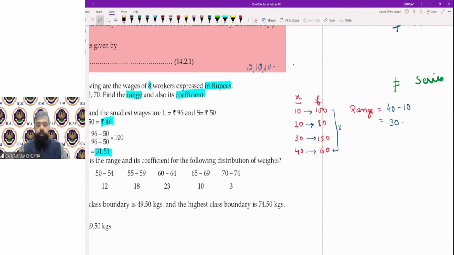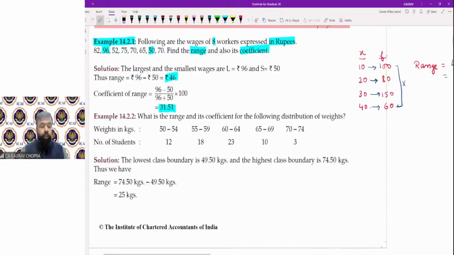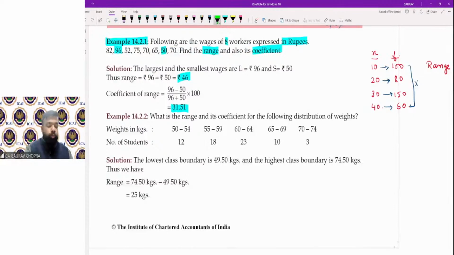Now, the next thing, if continuous series is given, then what we have to do? So let's take the next example, 14.2.2. This time the series is continuous, 50 to 54, 55 to 59, and so on. Now, again, you have to see the smallest and highest value. So, frequency से हमें कोई मतलब नहीं है. We don't need frequency. We just need the smallest and highest value.